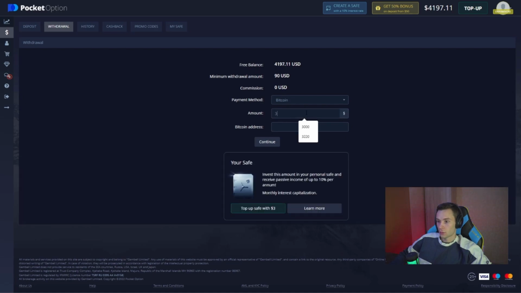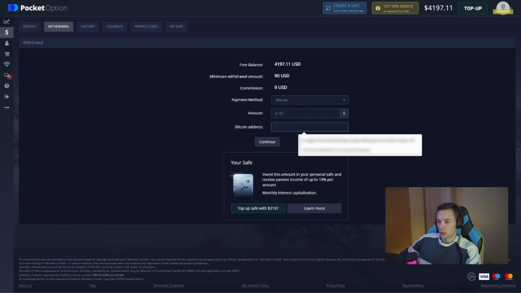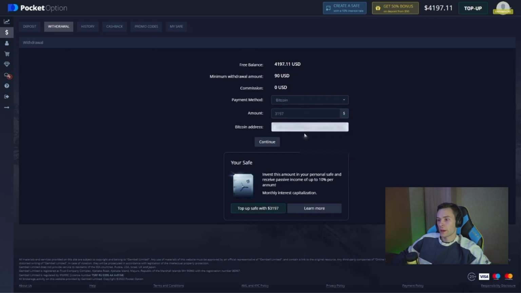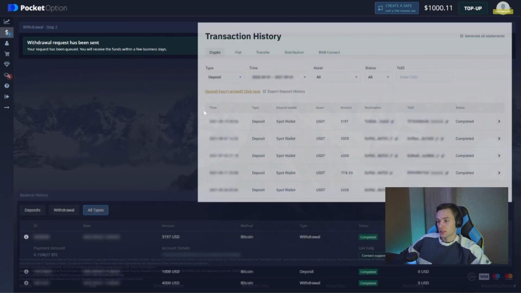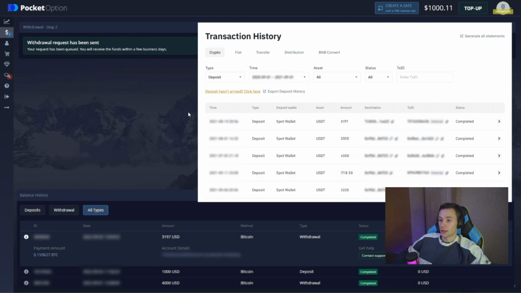Let's withdraw 3,197 to keep the exact amount on the balance. Press the continue button. That's it, our transaction is processing, and I guess I will attach the screen with a successful withdrawal.